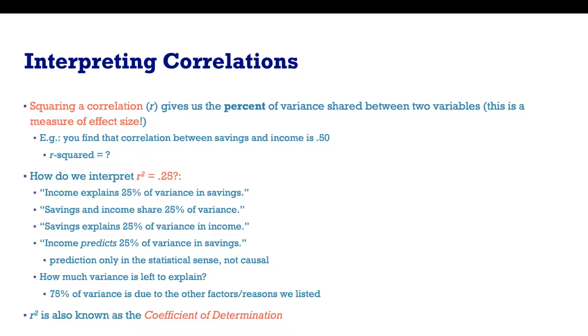So how much variance is left? 75% of the variance in income and savings is due to factors that we haven't investigated, okay? R squared is also known as your coefficient of determination.